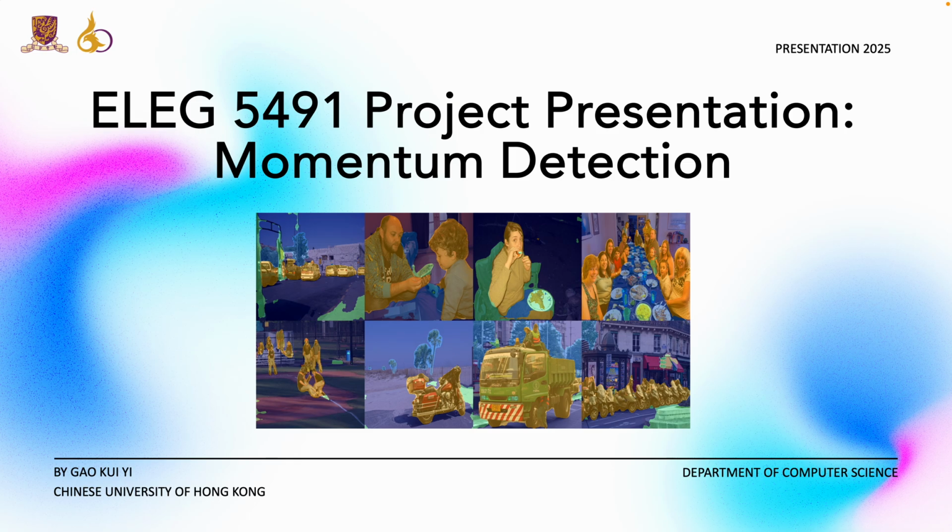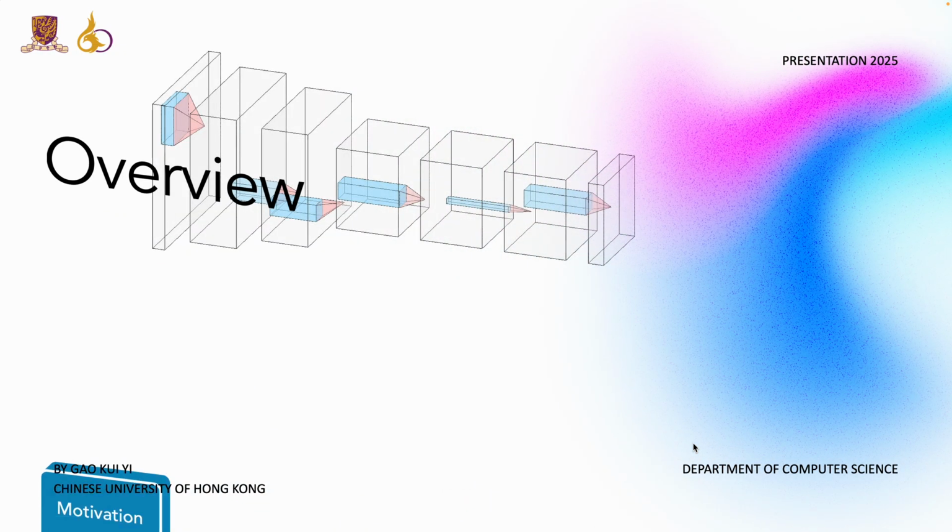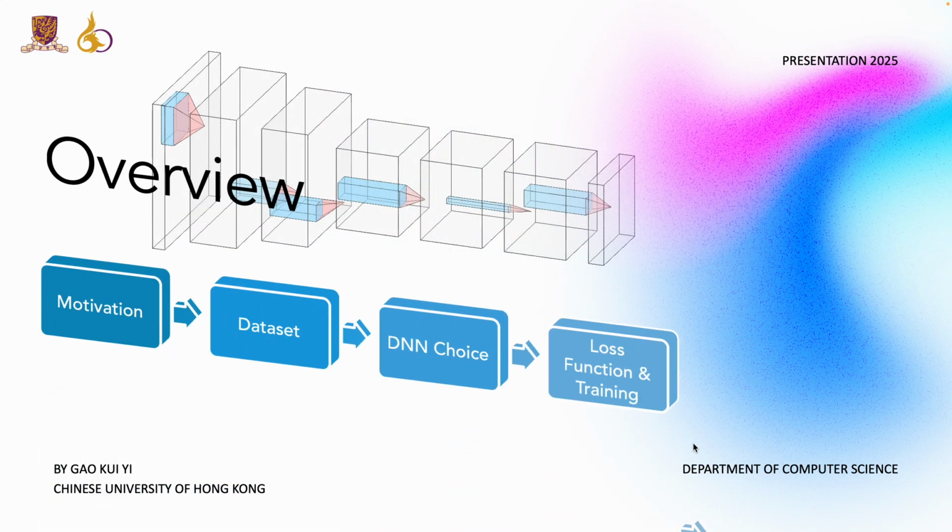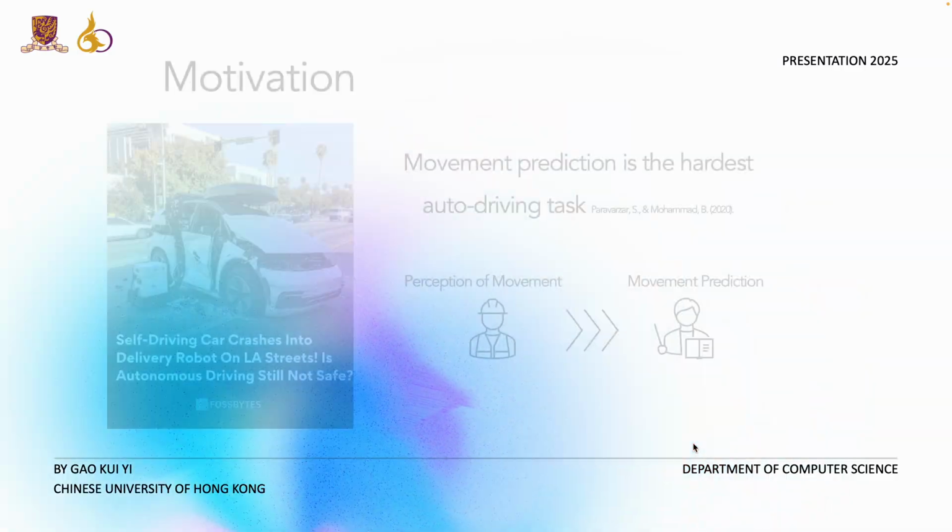Today I'll be delivering a presentation for my deep learning course project. So we use momentum detection on a DNN setup. Before we dive into details, I'll provide you with the overview. First, we go through the motivation of the project, and then we discuss the dataset choice and the DNN choice. And then we go through the loss function design and the training process. And finally, we reach the evaluation part.